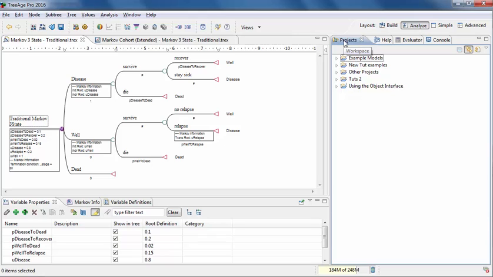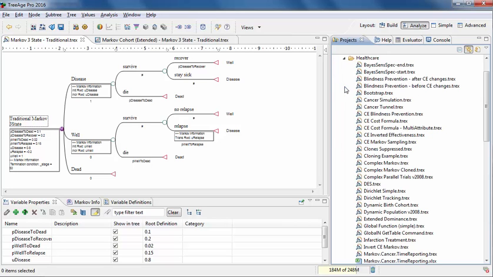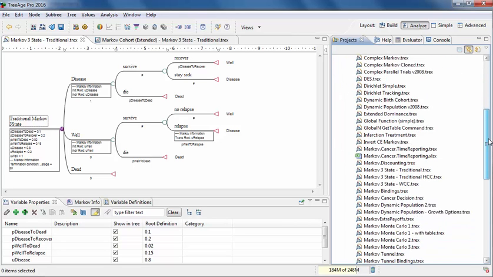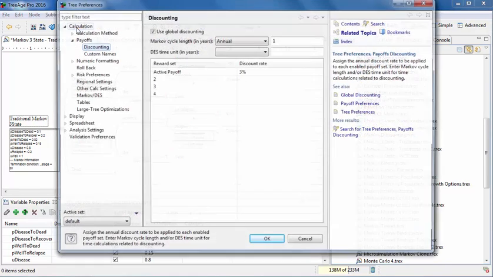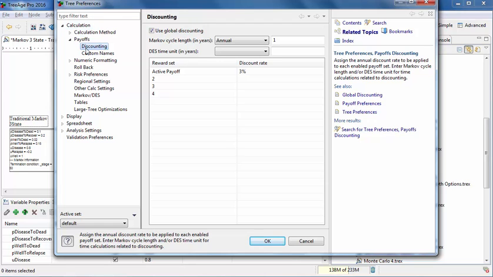We can use the Markov three-state traditional model, which we can find in the projects view under example models and then in healthcare. We've already turned on global discounting in this model, which you can do via tree preferences and selecting global discounting.